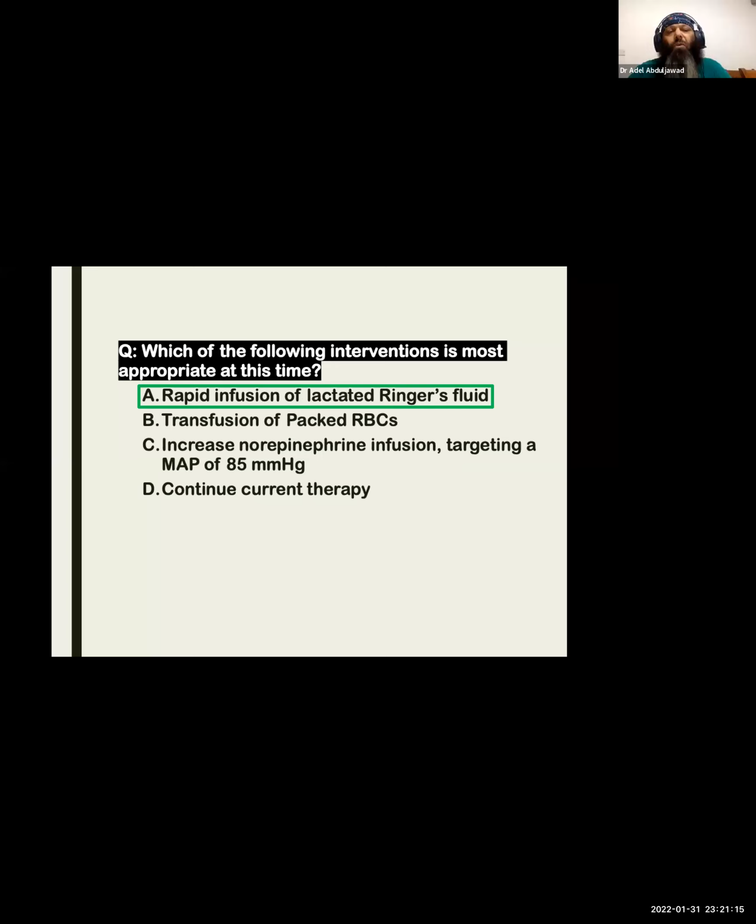No need for the transfusion of packed RBCs because the hemoglobin is above 7, which is accepted in critical care patients. MAP, as he mentioned, is more than 65, so no need to increase the MAP to more than 85, especially as the patient has chronic hypertension, and the lactate is high. And D is also a wrong answer because the patient is hypotensive, developing AKI and high lactate. I will not just stay watching.